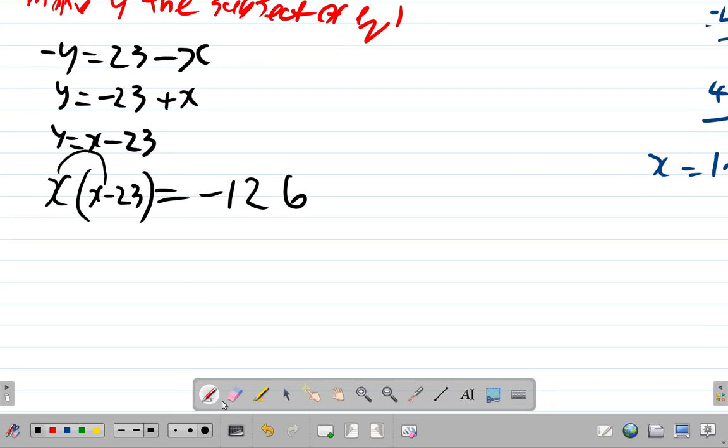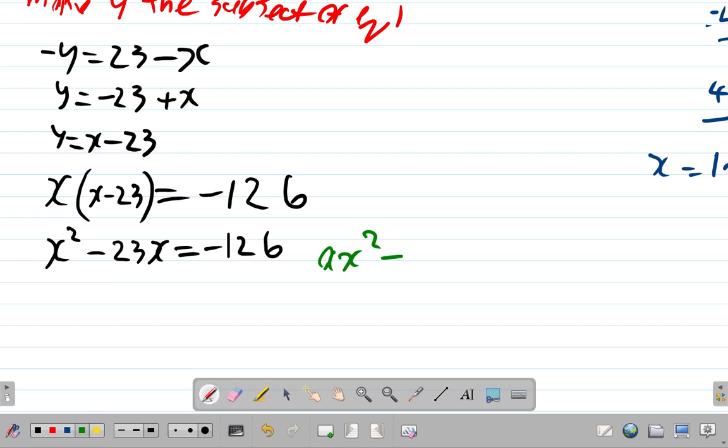X times x will give you x squared. So you're coming to getting a quadratic equation. X times negative 23 gives you negative 23x equals negative 126. Now the general form of the quadratic equation is really ax squared plus bx plus c equals 0. So let's rewrite this in the general form.